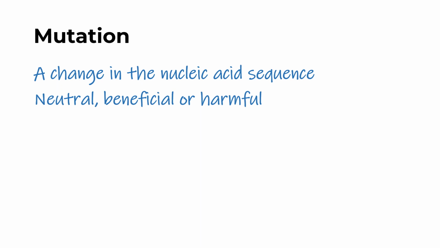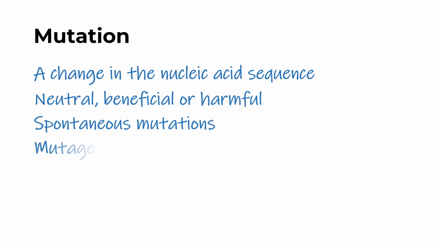Mutations can occur as random mistakes during replication. These are known as spontaneous mutations. Certain chemicals or environmental exposures can increase the probability of a mutation. These are known as mutagens. They can directly cause mutations or increase the likelihood of mutations.